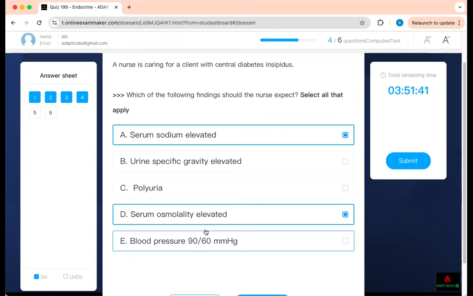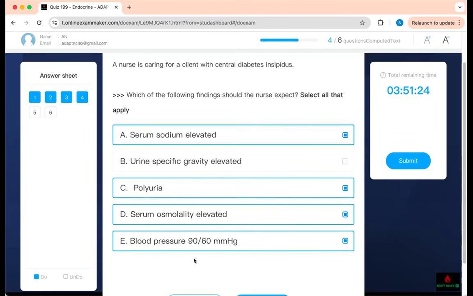And then you're losing a lot of water. You're going to get dehydrated. Dehydration shows that. That's why your blood pressure is low. You pee a lot, polyuria. If your serum osmolarity is high, your urine osmolarity cannot be high. It should go down. So this is what it is.